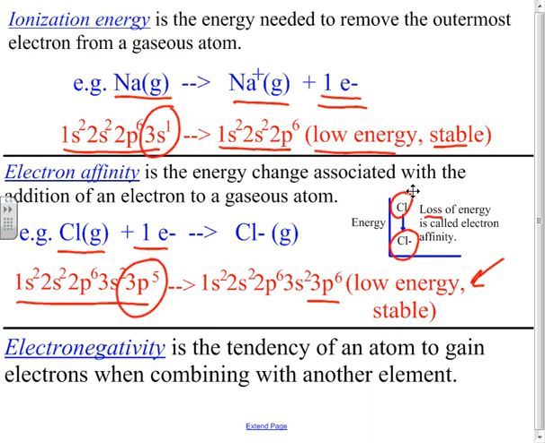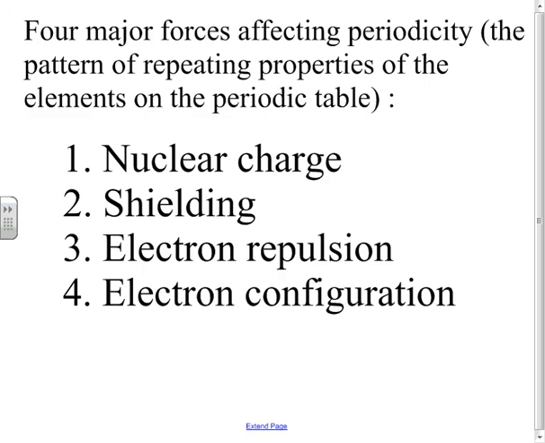And finally, in terms of definitions, electronegativity is the tendency of an atom to gain electrons when combining with another element. Looking at the four major forces that affect periodicity, that pattern of repeating properties on the periodic table, they are nuclear charge, shielding, electron repulsion, and electron configuration.